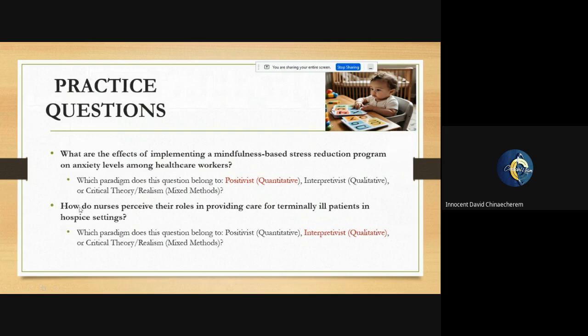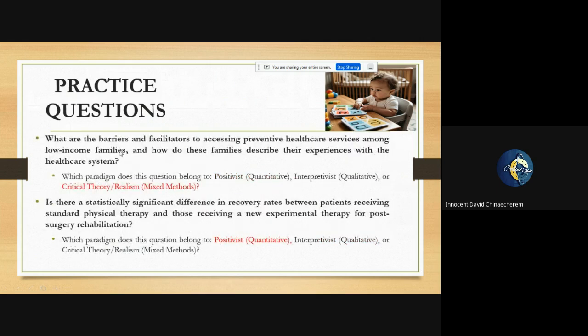Again, how do nurses perceive their roles in providing care for terminally ill patients in hospital settings? So this is going to be hospital setting. Which of them is this? Is it going to be positivism, or interpretivism, or criticalism? You've got to make that decision. We also have another question: what are the barriers and facilitators to accessing preventive health care services among low-income families, and how do they describe their experience and others? You've got to answer which paradigm this one belongs to. Does it belong to positivism? Does it belong to interpretivism, which is qualitative, or criticalism?